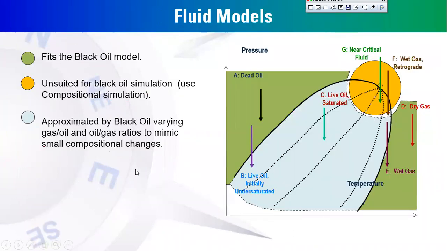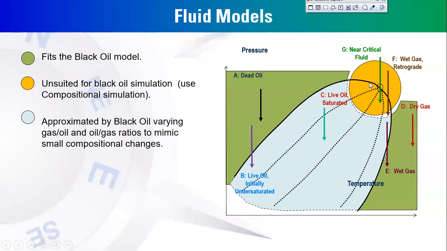This is the general and standard PT diagram or phase diagram for reservoir fluids. If the reservoir pressure is located right here, we have a dead, black, or live oil system. On this side, we may have dry or wet gas at high reservoir temperature. But right here, near the critical point, we have near critical fluids, let's say volatile oil or gas condensate reservoir.